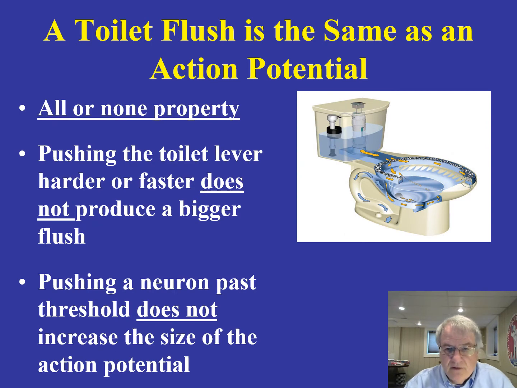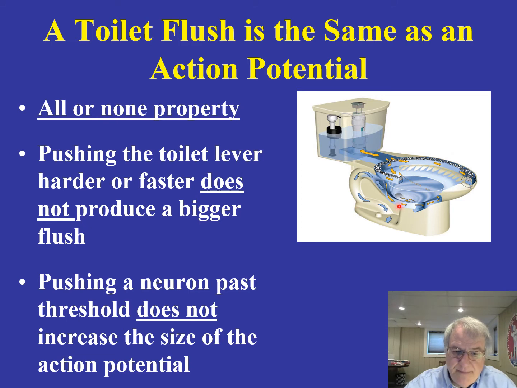So first thing, the all or none property. When you flush a toilet, you push this lever that you see right here, and that's going to allow the water to escape, to go down into the toilet, and then eventually out into your sewage system. Pushing that lever harder or faster doesn't produce a bigger flush. That's what we call the all or none property.